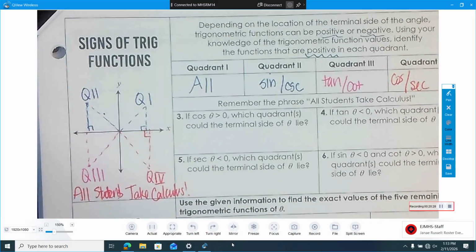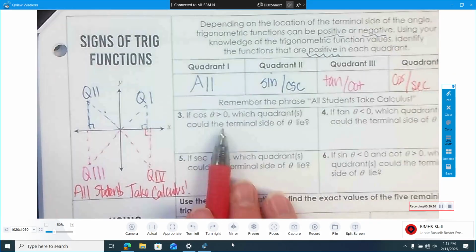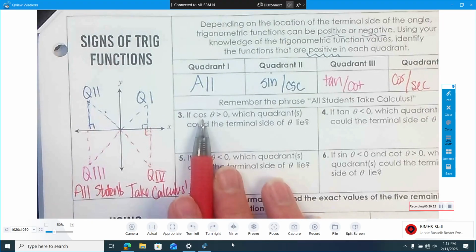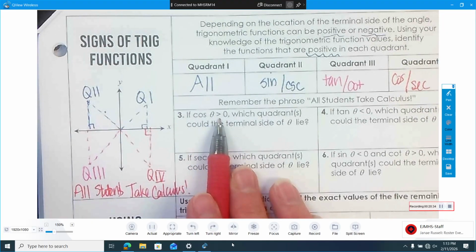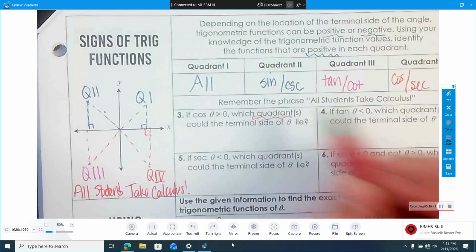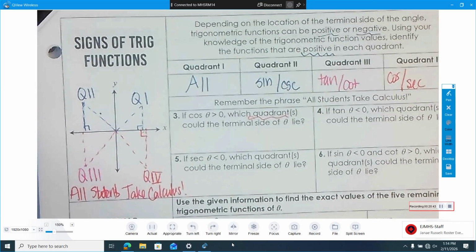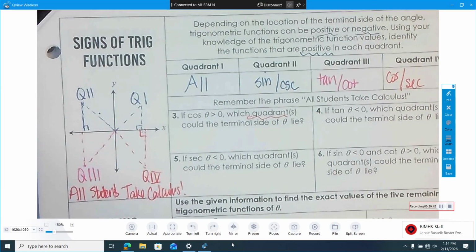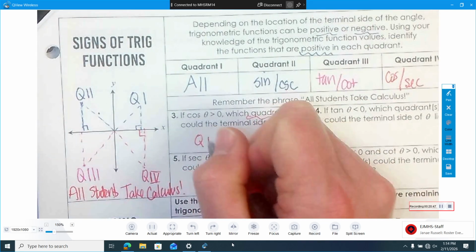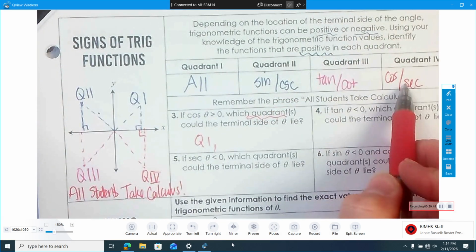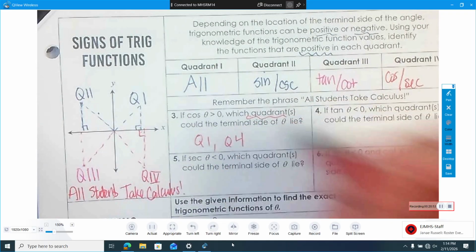Now, I don't care about any of that because I always just draw pictures, but for questions like this, it's kind of useful. If cosine is greater than 0, if cosine is positive, which quadrants would our terminal side lie? Quadrant 1, and quadrant 4 is also where cosine is positive. Okay?